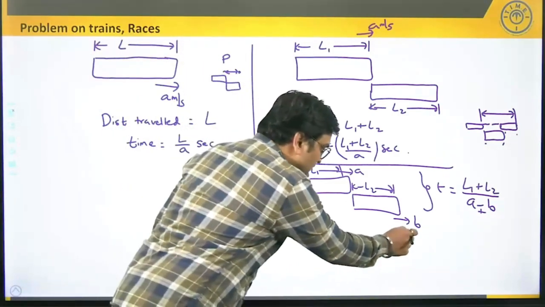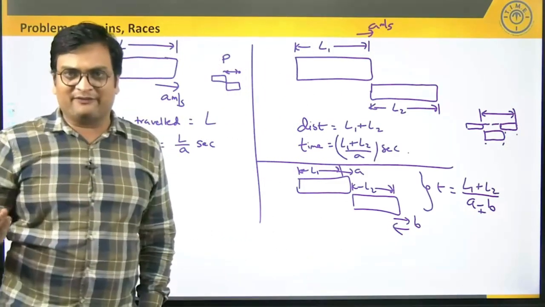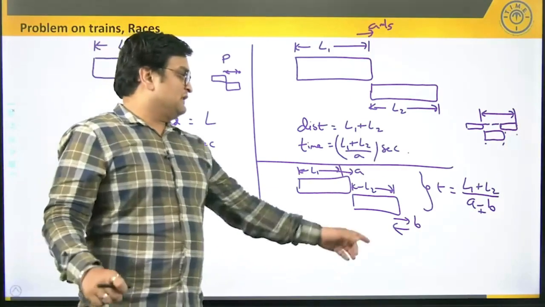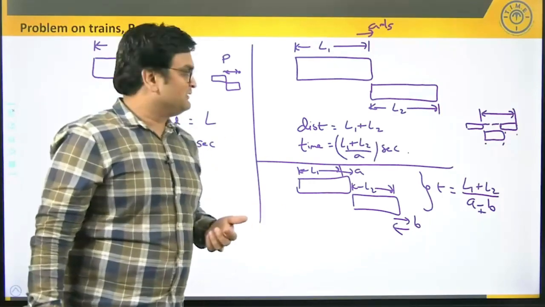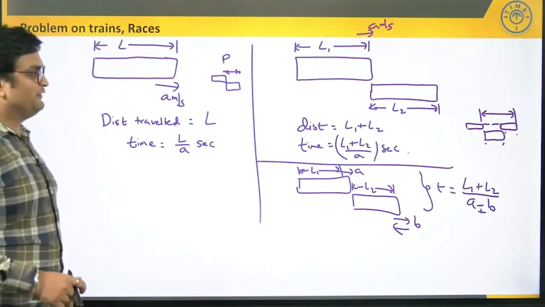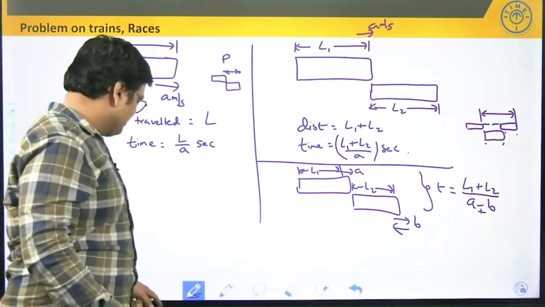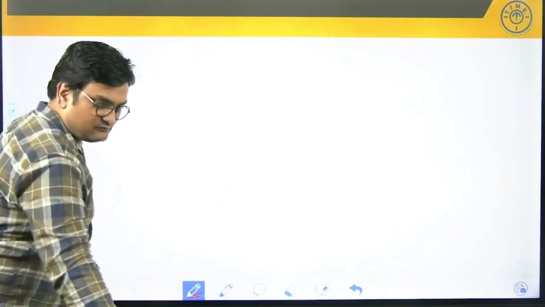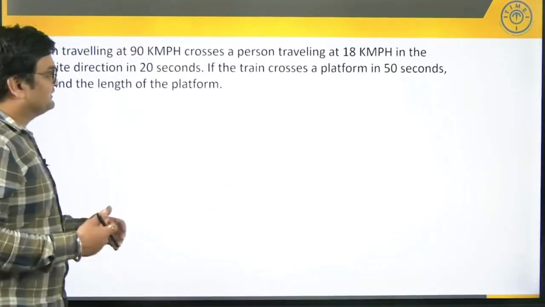If the train B is moving like this, instead of going away, it's crossing L1 itself, it's moving towards L1 itself, then the denominator will become A plus B. So there are some basic details pertaining to the trains that we should be aware of. Let's take up some examples from trains to understand the concept further.